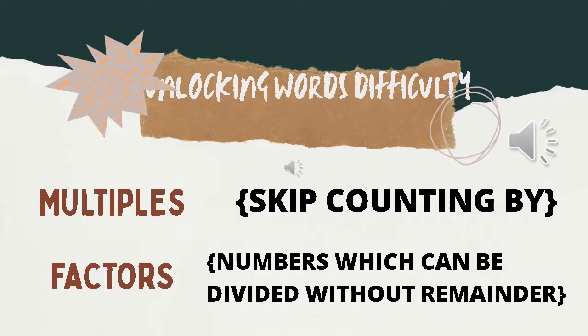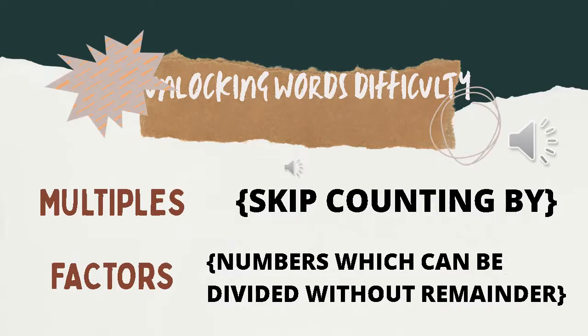Pag sinabi naman natin multiples, ito yung mga numbers na pwede nating i-skip counting. For example, ang multiple na hinahanap ay multiples of 3. So, ano yung mga multiples of 3? Mag-skip counting lang tayo by 3. So, multiples of 3 are 3, 6, 9, 12, 15, and so on. So, ganun lang. Another example is 5. 5, then 10, 15, 20, 25, and so on.